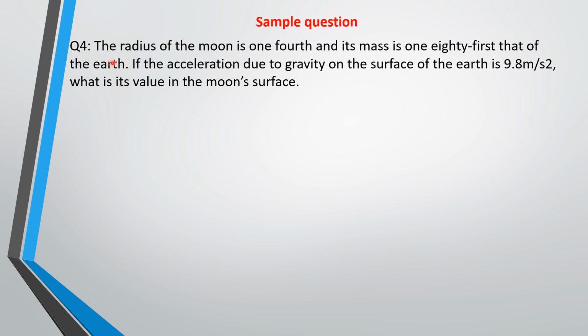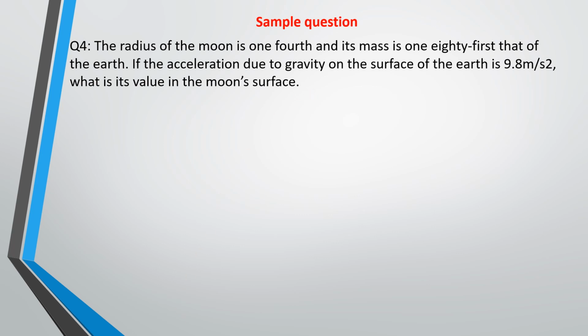This one says that the radius of the moon is 1/4 that of the earth, and its mass is 1/81 that of the earth. If the acceleration due to gravity on the surface of the earth is 9.8 meters per second squared, what is its value on the moon's surface?